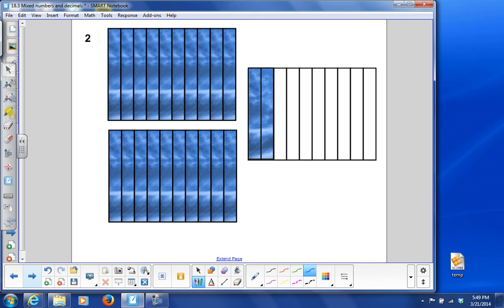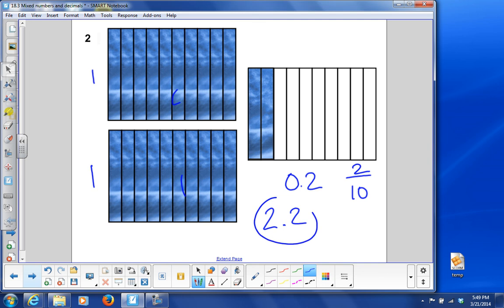Okay, how about this one? I have one whole one here, one whole one here, and then I have a tens here, right? This is cut up into tens, so 2 tenths. And I know that that looks like 0.2. So now I got to add these things all together. So I have one whole one here, one whole one here, so that's 2 wholes. And then I have 0.2. Okay, that's how my fraction would look, or my mixed number would look in base 10.